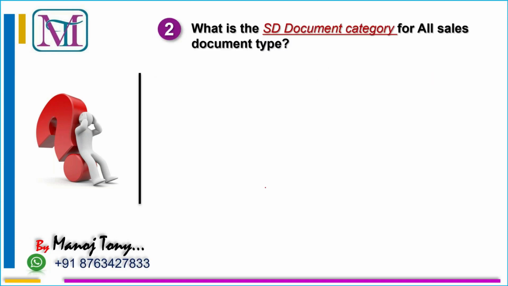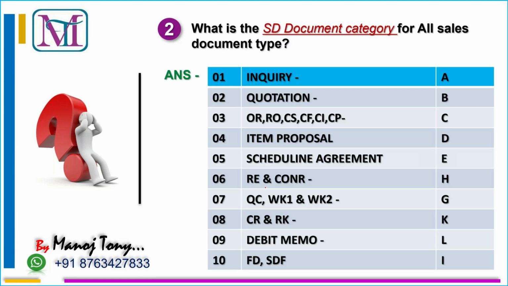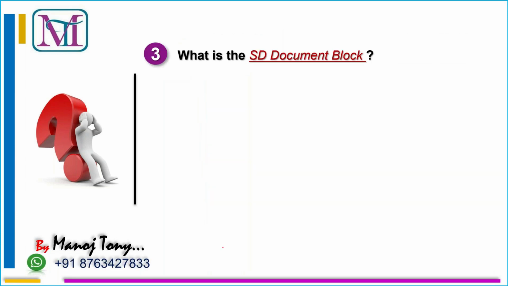So what is the sales document category for all sales document types? Inquiry A, quotation B, order, rush order, cancel, consignment fill-up, consignment issue, consignment pickup C. D, schedule line agreement. E, return, consignment return. H, all contracts. G, credit memo and invoice correction request. K, debit memo. L, free of charge, subsequent delivery free of charge. I.